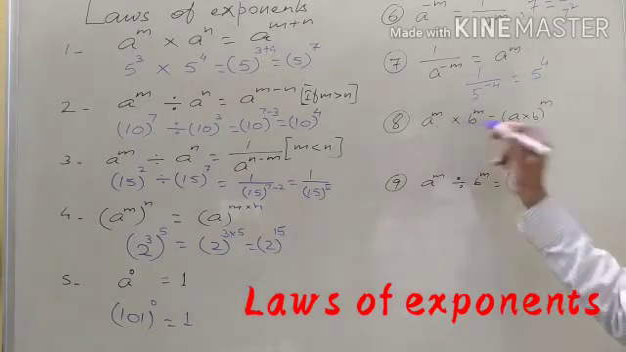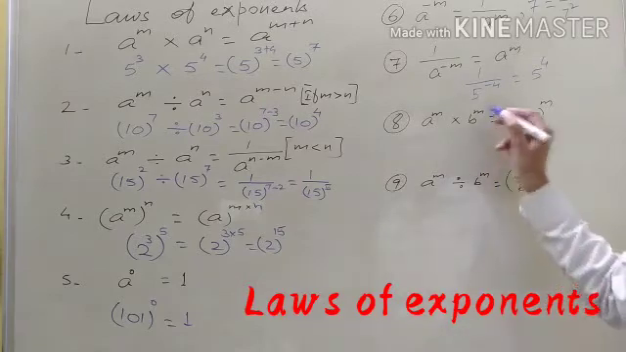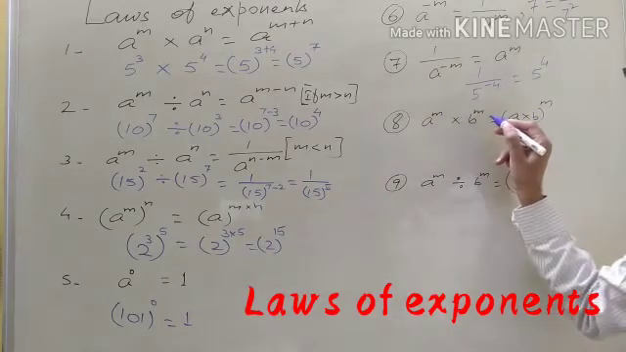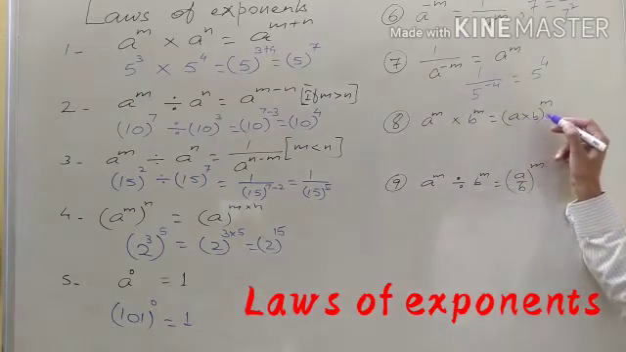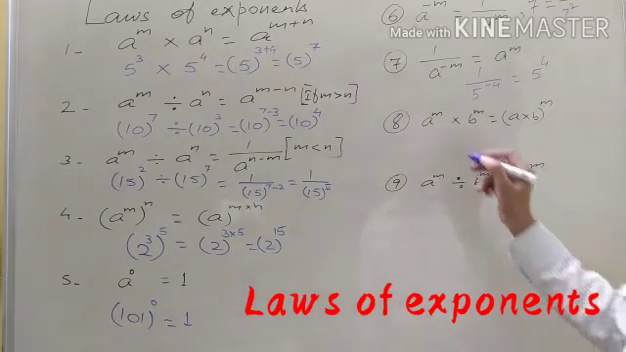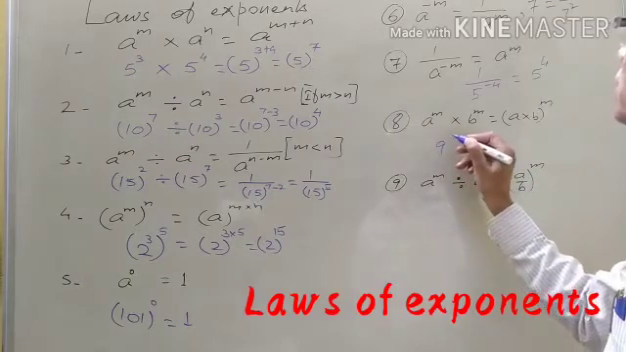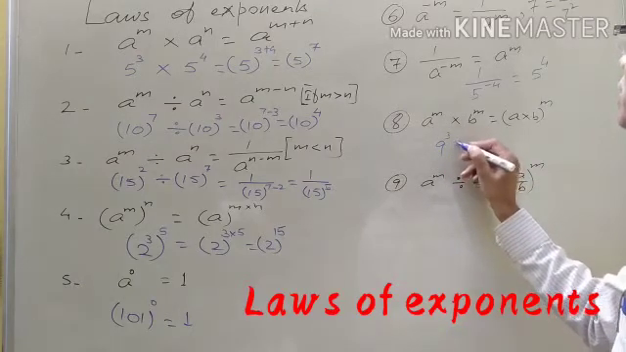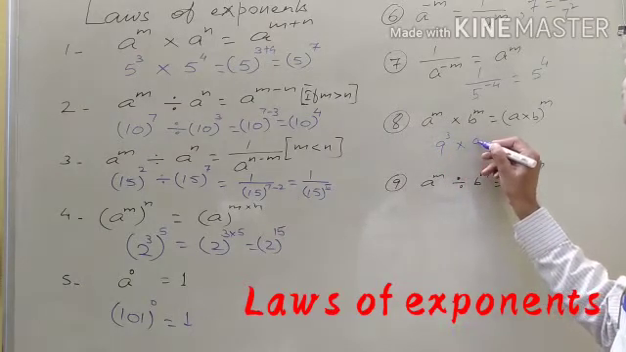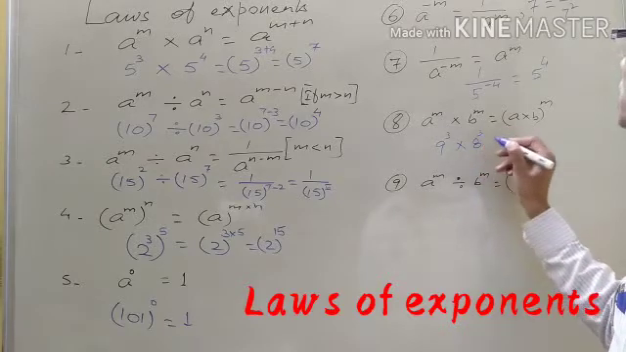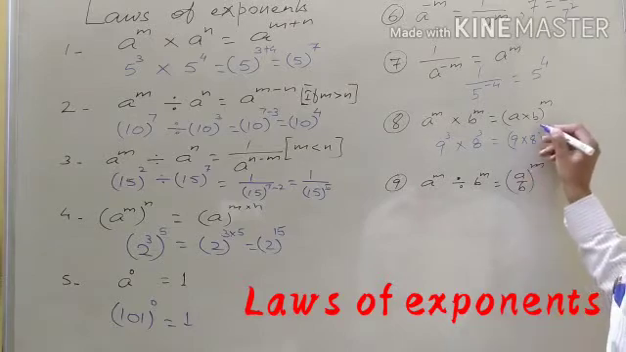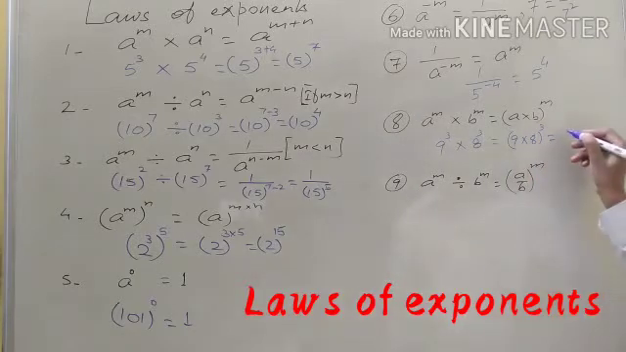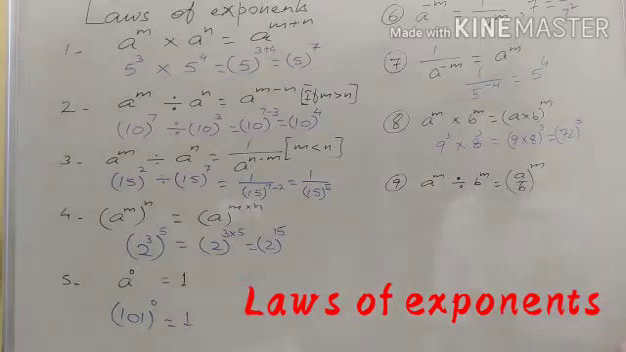Next, a to the power n into b to the power n. The base is different but the powers are the same. So it is a into b to the power n. For example, 9 to the power 3 into 8 to the power 3. This becomes 9 into 8 to the power 3. So it is 72 to the power 3.